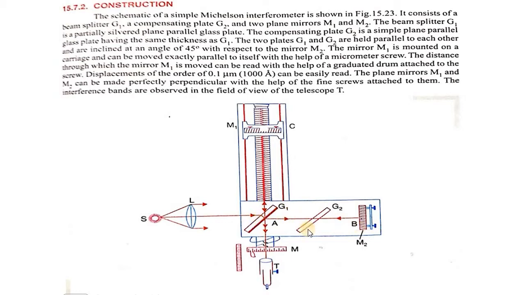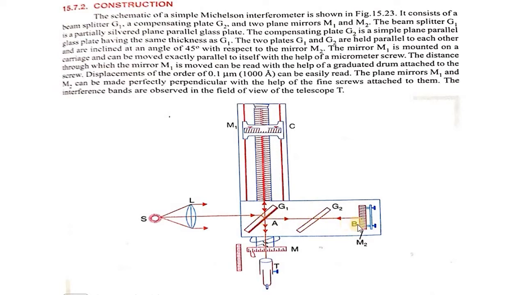So to compensate that path, we are keeping one more glass plate of the same thickness, which is kept parallel to G1, and it is named G2. So the light ray passes through this glass plate again 2 times.